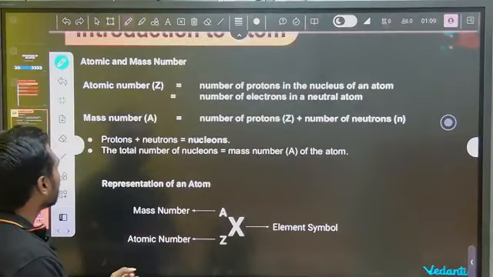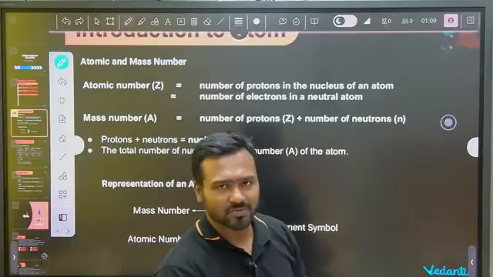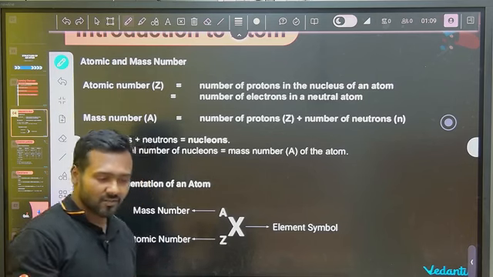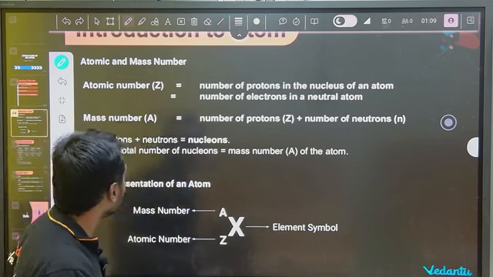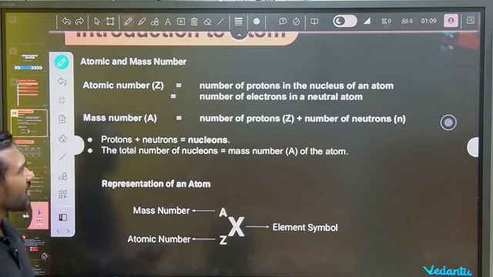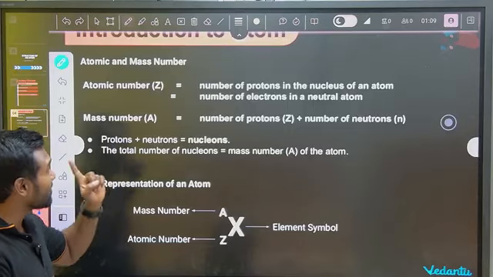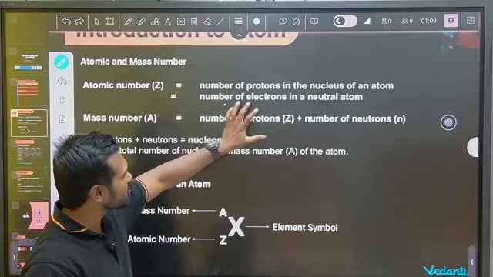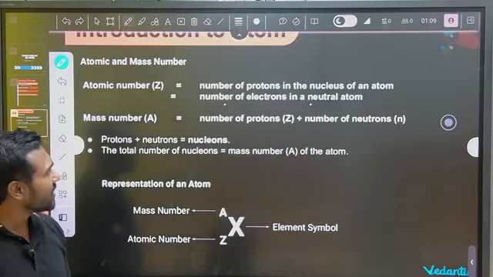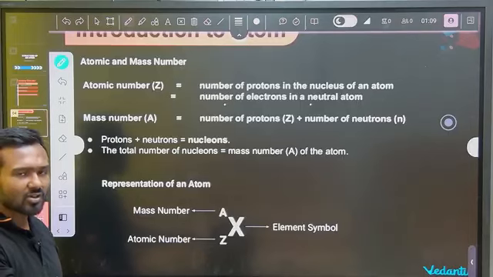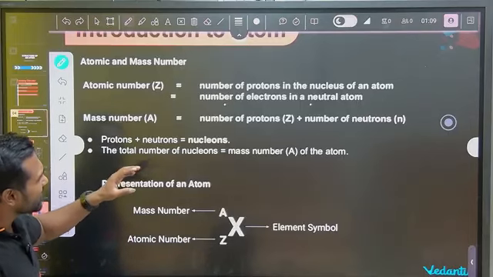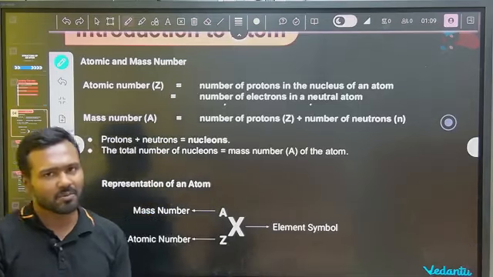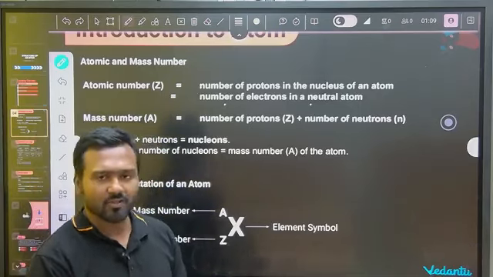First one, atomic number. These are small things, and I'm not going to give much time to these topics because you are already learning them from 8th, 9th, 10th. Atomic number is the number of protons, not the number of neutrons, and it equals the number of electrons in a neutral atom. Whenever taking the number of electrons, you have to mention neutral atom, because an atom may lose electrons or gain electrons. Mass number is the number of protons plus the number of neutrons. The number of neutrons and protons may be equal, may not be equal.